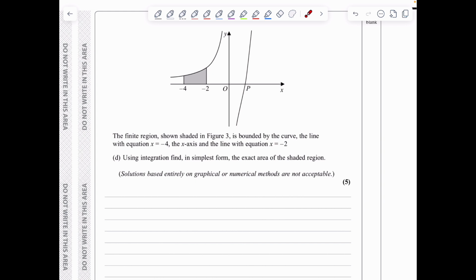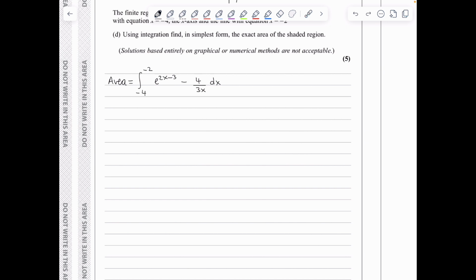In part D, we're asked to use integration to find in its simplest form the shaded area here, which is the area bounded by the curve, the x-axis, and the lines x is negative 4 and x is negative 2. So in other words, we need to evaluate this integral here. Well, the integral of e to the 2x minus 3 is simply e to the 2x minus 3 over 2, whereas the integral of 4 over 3x is simply 4 over 3 ln of the modulus of x, and the limits are negative 4 and negative 2.